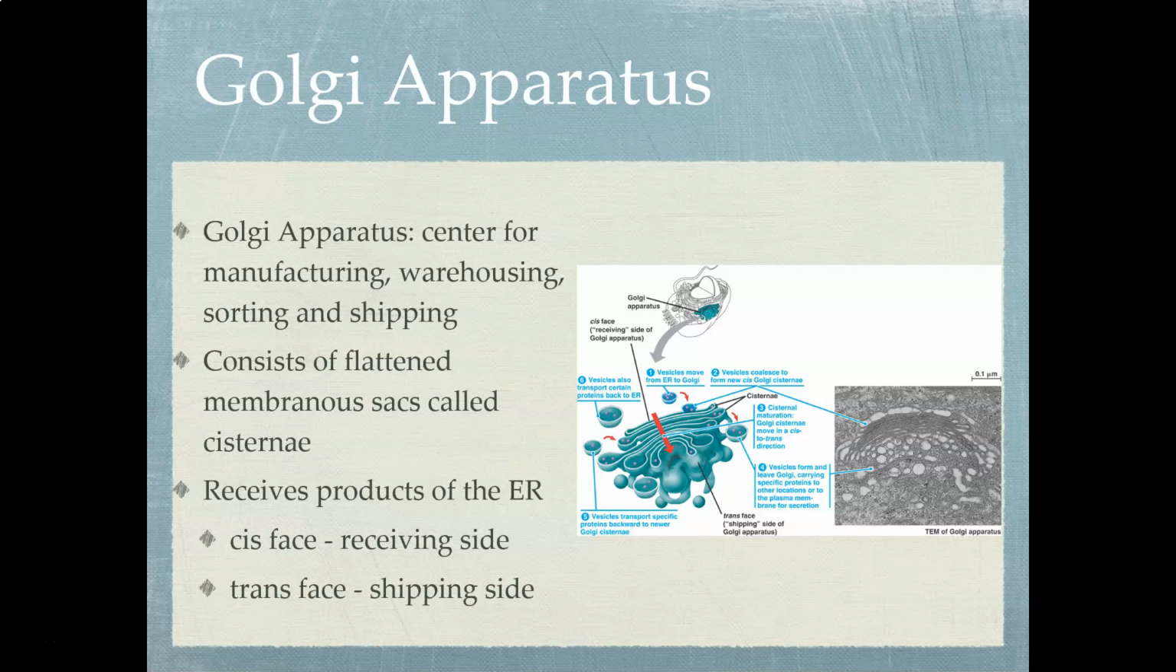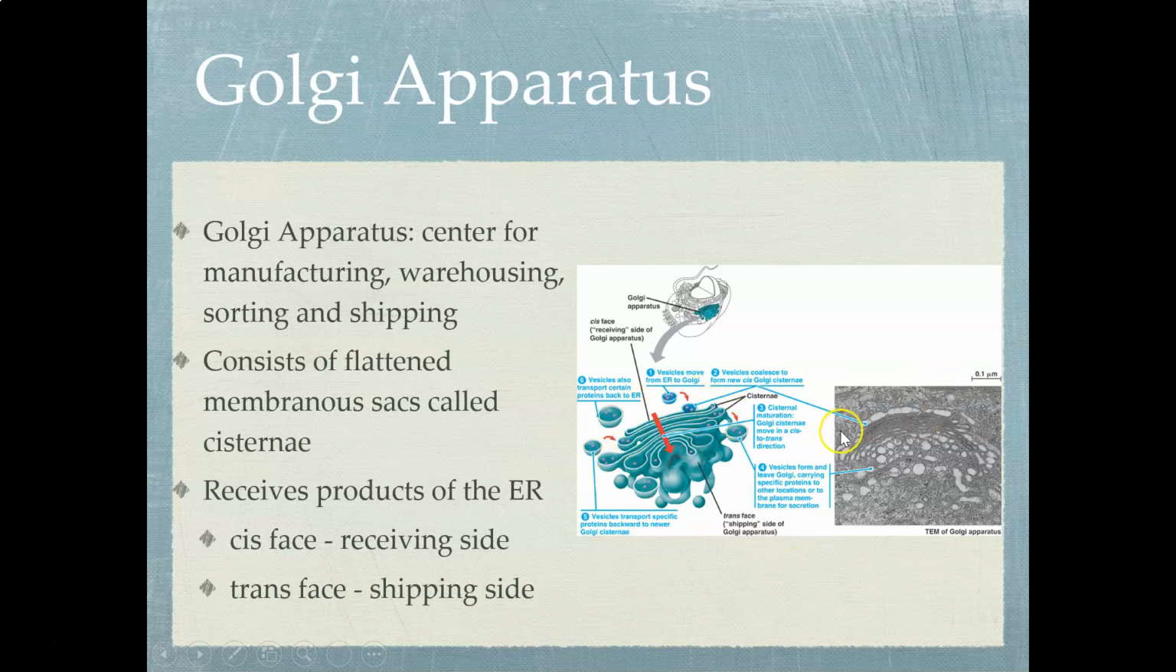So the Golgi apparatus is your center for manufacturing, warehousing, sorting, and shipping. So think of it as a big distribution center if you want an analogy for it. The actual rough ER and the ribosomes are the factories themselves. That product then gets shipped to the distribution center, which is your Golgi apparatus here. So your Golgi apparatus does a handful of things. So it is this sort of flattened membranous sac.